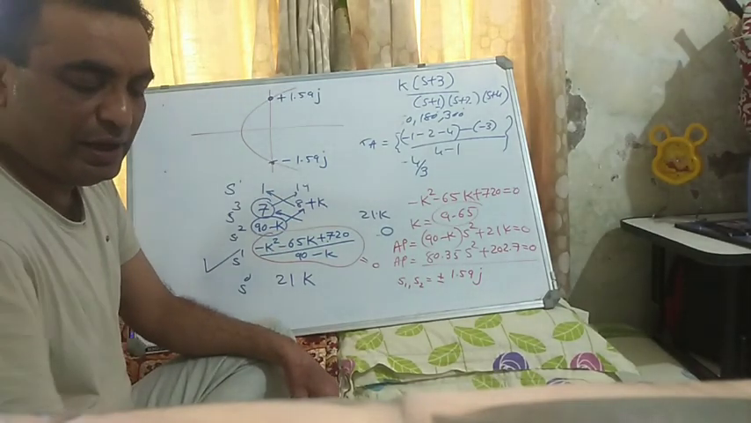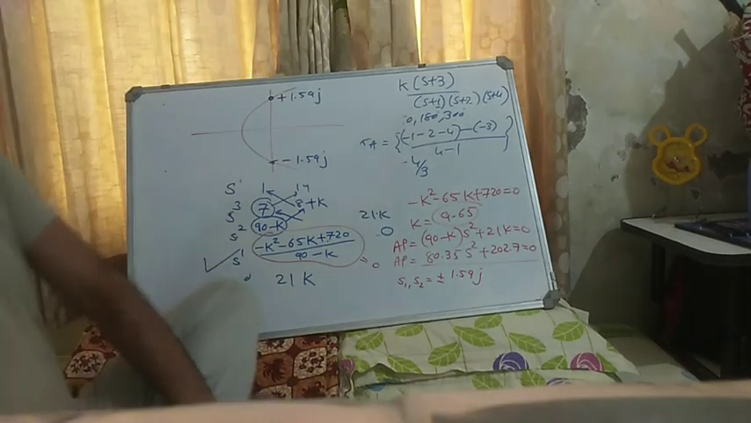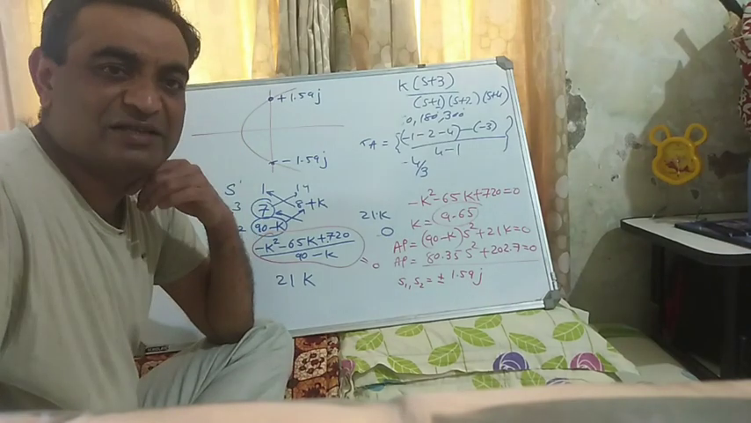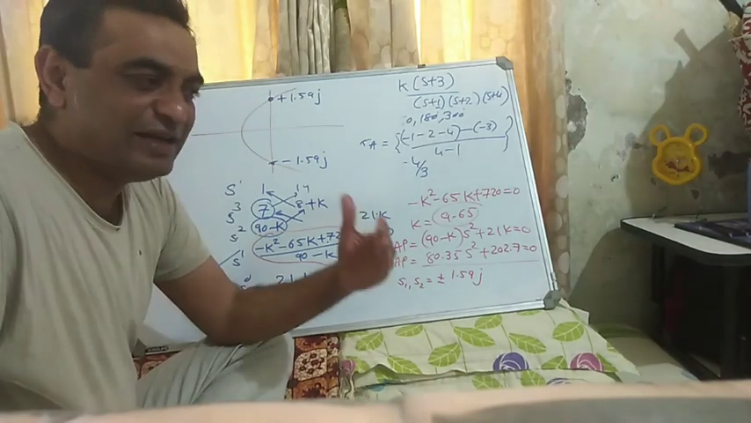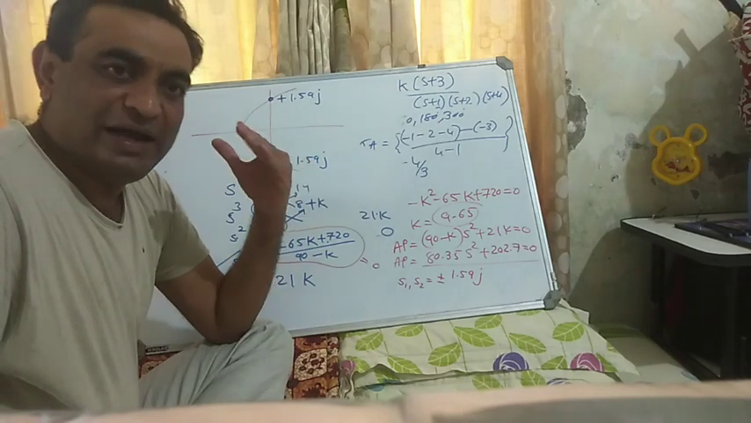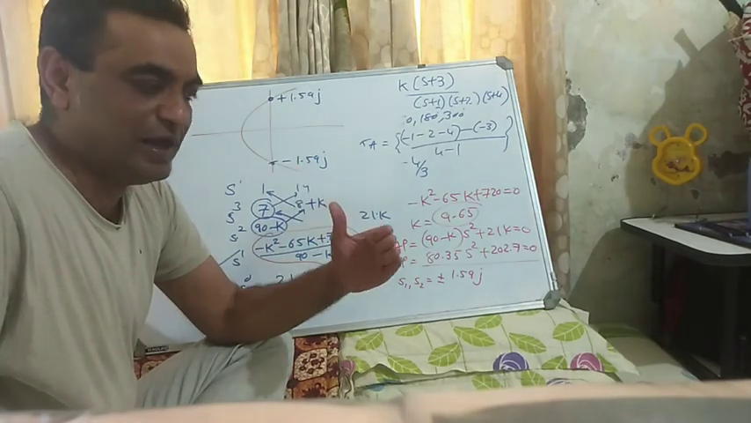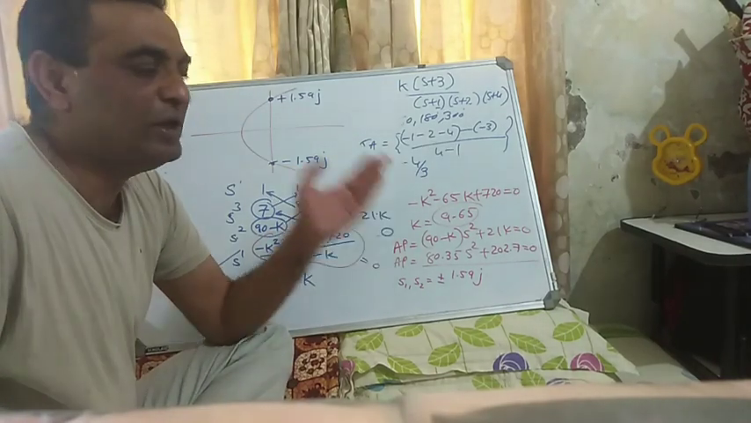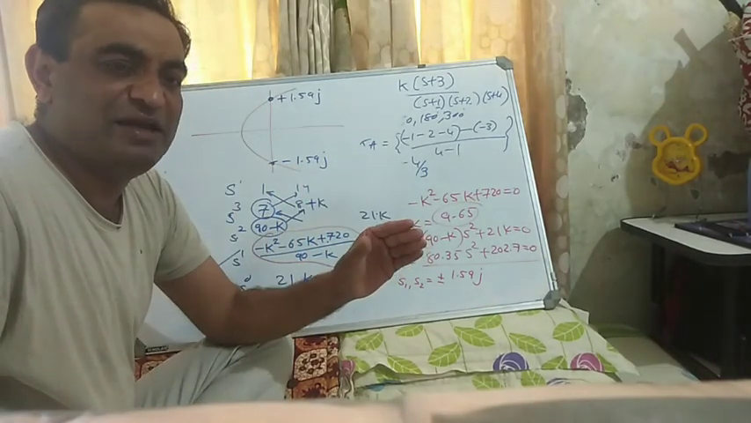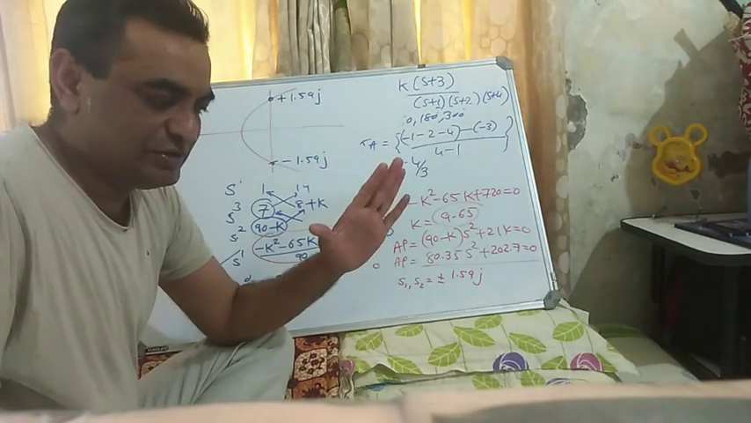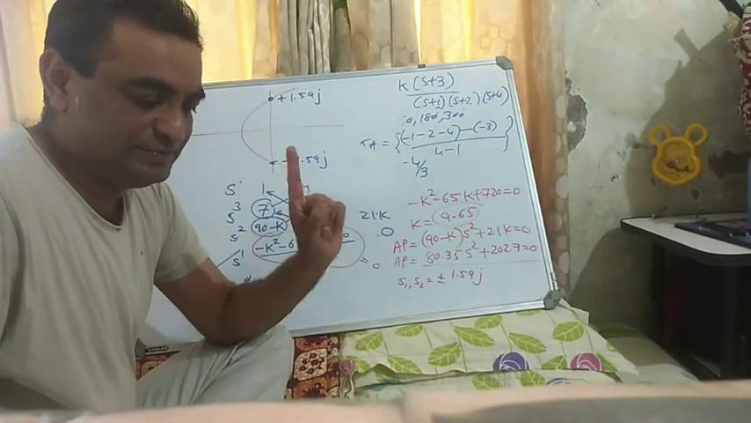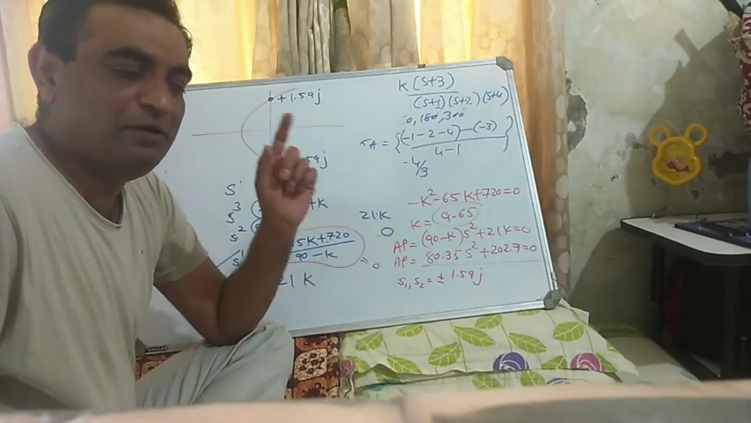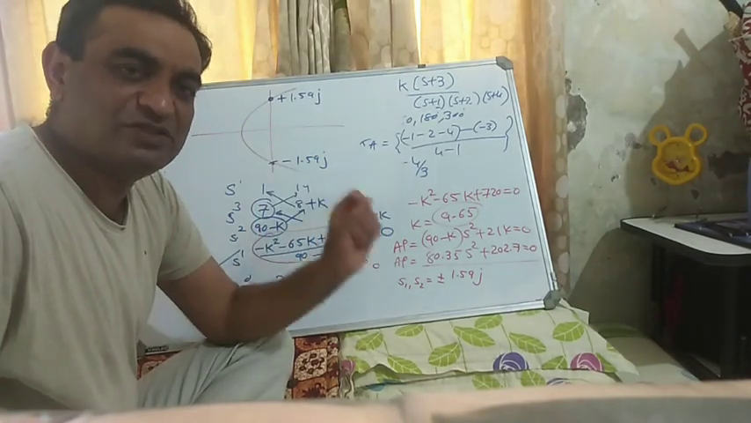So today let us summarize this lecture. Today we have discussed the breakaway point, that is dk by ds equals 0. So from the characteristic equation, arrange it in the form of k, take the derivative with respect to s, that is dk by ds, equate to 0, and solve that, you will get the breakaway points. Identify the correct breakaway points. Then angle of departure from complex poles and angle of arrival at complex zeros.